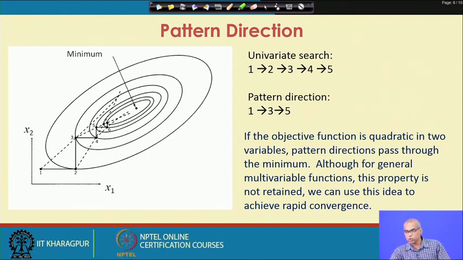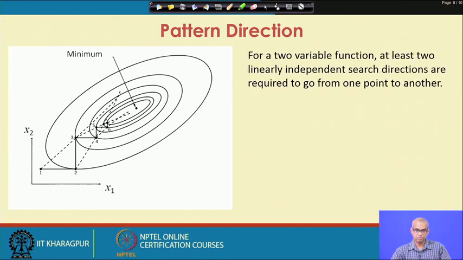If the objective function is quadratic in two variables, pattern directions pass through the minimum. Although for general multivariable functions this property is not retained, we still can use this idea to achieve rapid convergence. For a two variable function, at least two linearly independent search directions are required to go from one point to another.